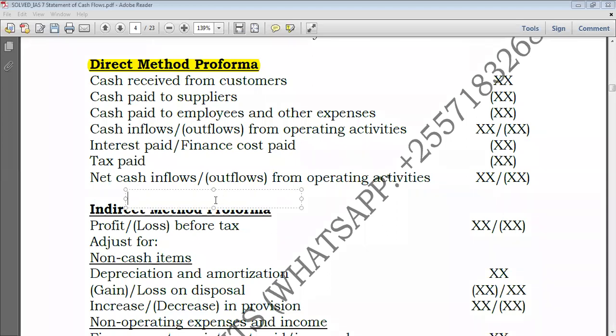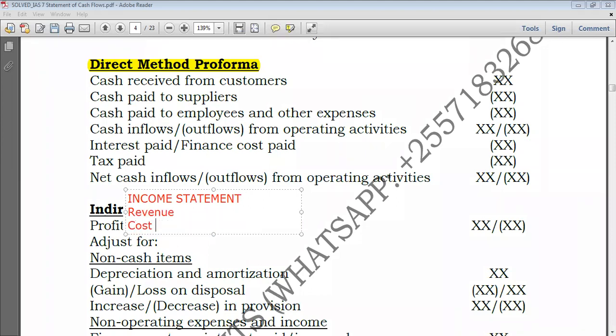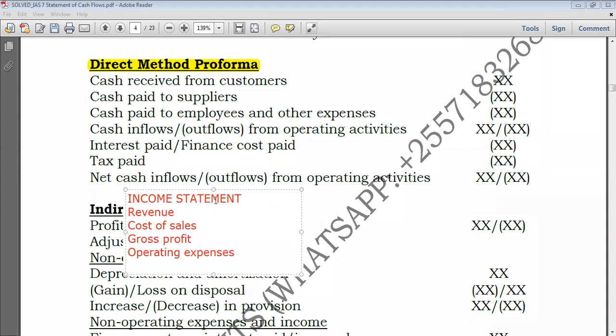You know, just come from the income statement. Now, from the income statement, you would recognize the following. First of all, the income statement would have revenue. Then after revenue, it will have cost of sales. After cost of sales we usually obtain gross profit. And then after gross profit, we usually have operating expenses. And after operating expenses, then I could have the rest.